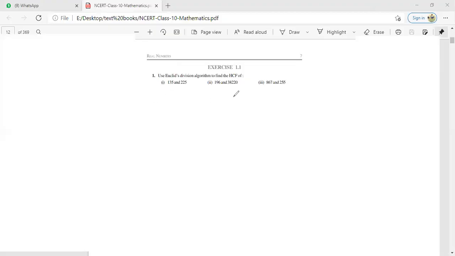Now we have 196 and 38,220. So A will be equal to 38,220 and B will be equal to 196. Correct? A is the bigger number, B is the smaller number. So we will divide 38,220 by 196.